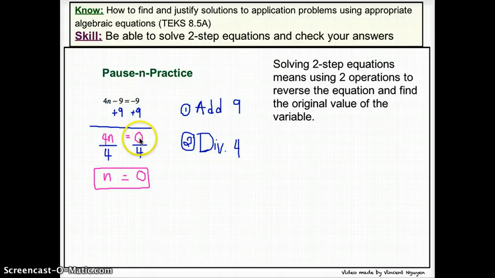Your step 2 is to divide both sides of the equation by 4 because I want 4n to turn into a 1n. So divide by 4. 0 divided by 4 on the right-hand side ends up with 0.